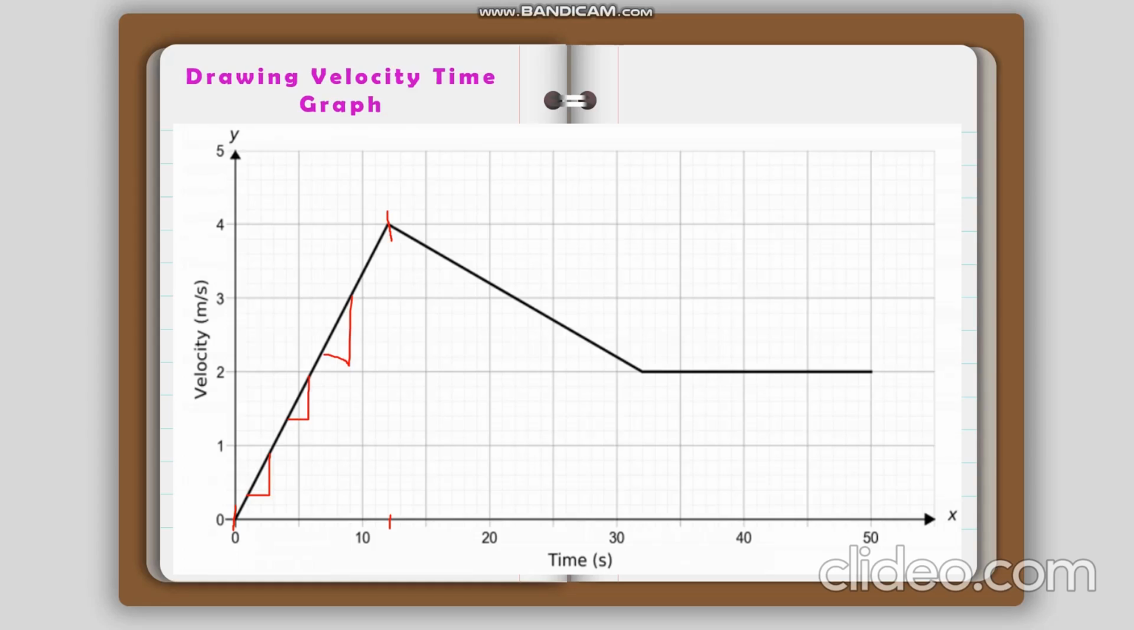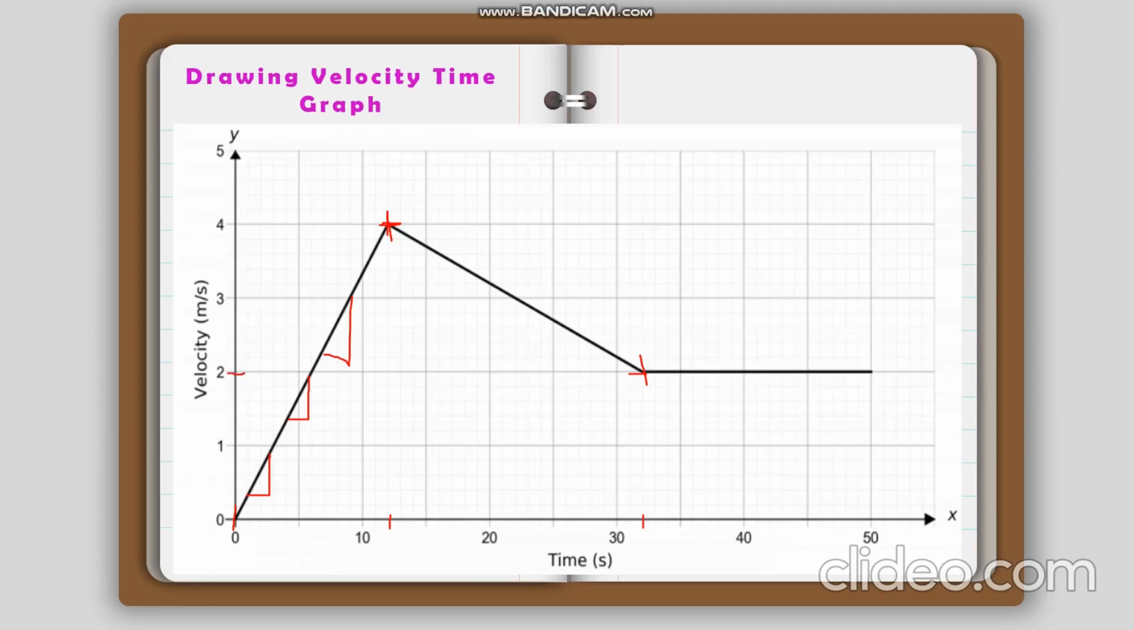And then for the next segment, from 12 seconds to 32 seconds, this mark here is the 32-second mark. From the calculation that we did, we noted that the velocity of the object decreased from 4 meters per second to 2 meters per second. The 2 meters per second can be read off from the y-axis here.